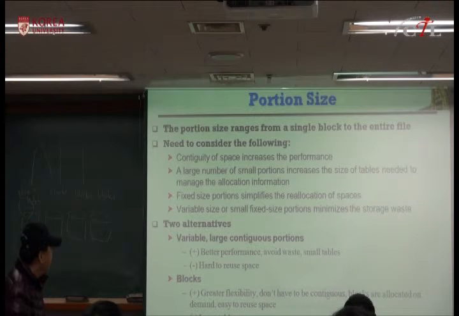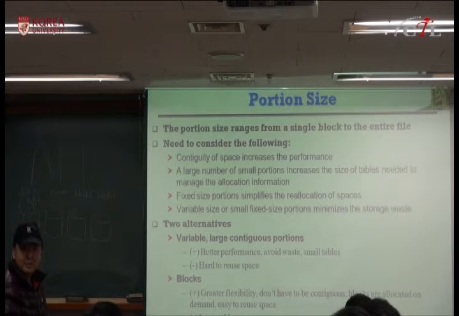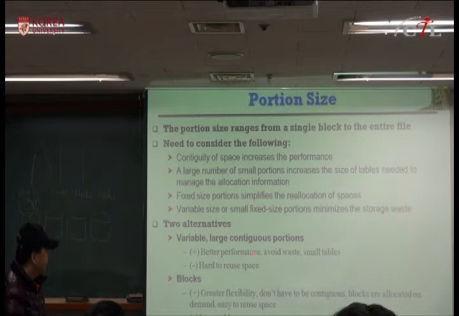Okay. So you can have these two alternatives: variable large contiguous portion, or you allocate on a block by block basis. Variable large contiguous portion, because it's a variable large portion, it means you can improve I/O performance. Because in a single access you can read the entire portion, which is a contiguous set of blocks. Because it's variable, you can avoid waste. You can maintain a small table because it's a large portion. But it's hard to reuse.